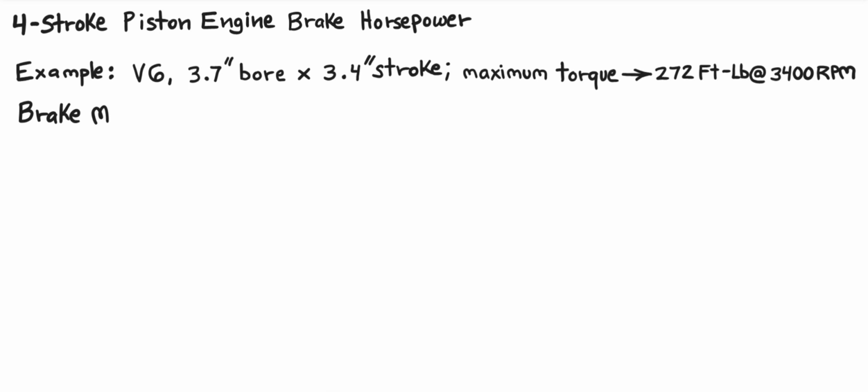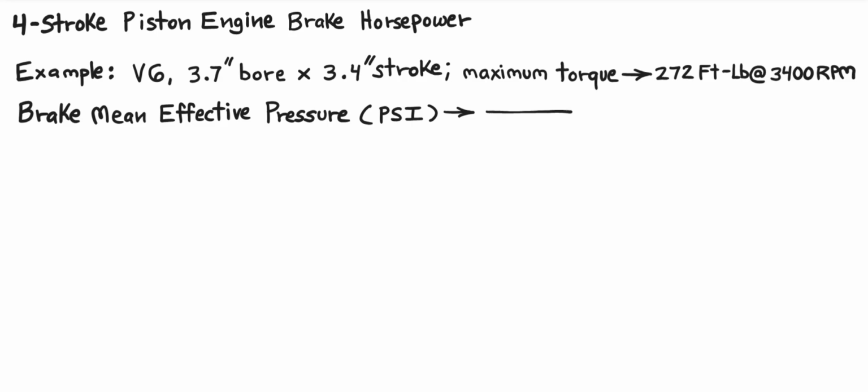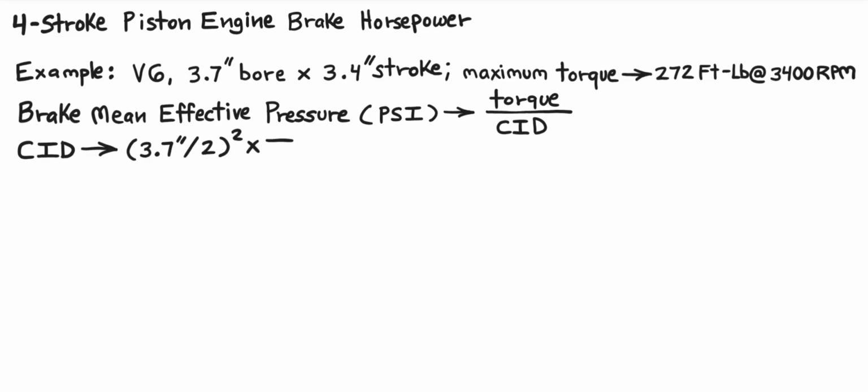So the first thing we need to do is calculate the brake mean effective pressure in PSI. This is the ratio between the torque value in foot-pounds divided into the cubic inch displacement times 150.8. So first we'll just calculate the cubic inch displacement of this engine.